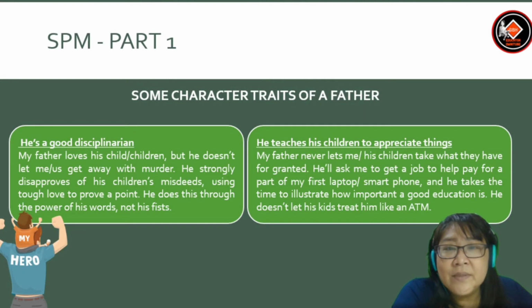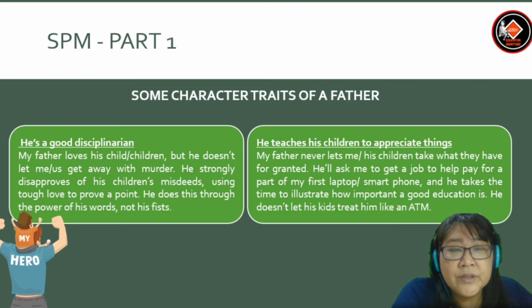Let's look at some character traits of a father. You can say that he's a good disciplinarian. My father loves his child or children, but he doesn't let us or me get away with murder. He strongly disapproves of his children's misdeeds, using tough love to prove a point. He does this through the power of his words, not his fists. And then you can write another answer.